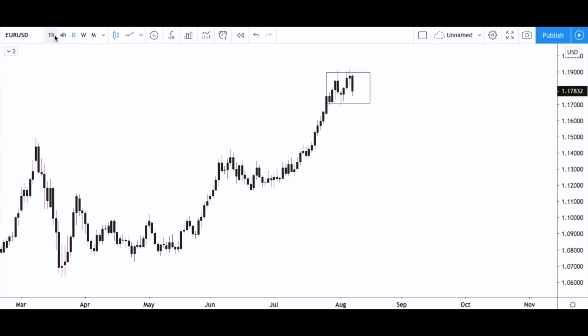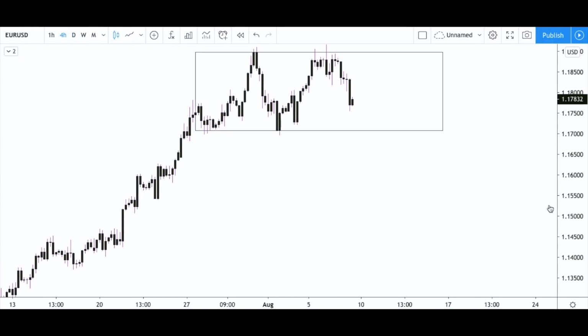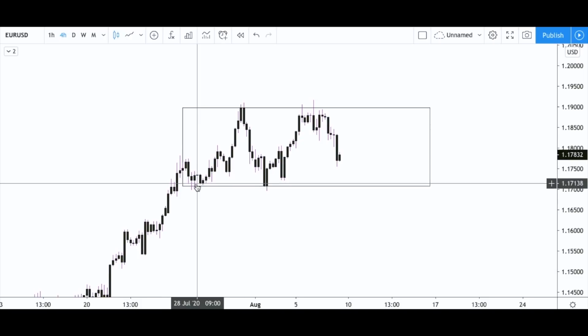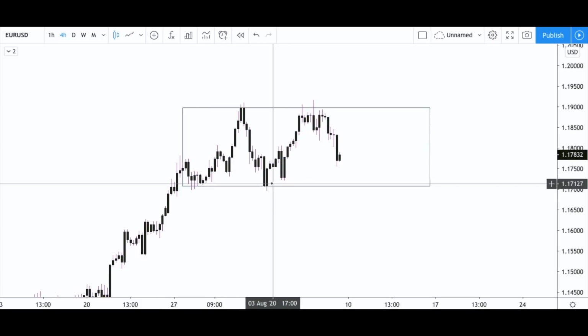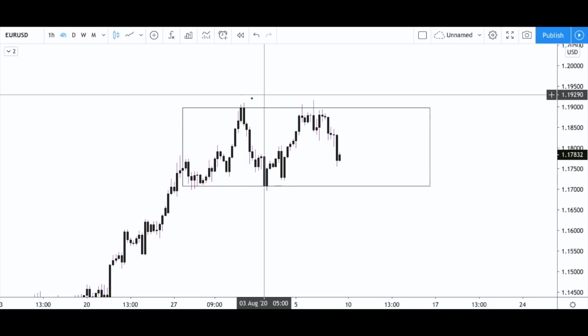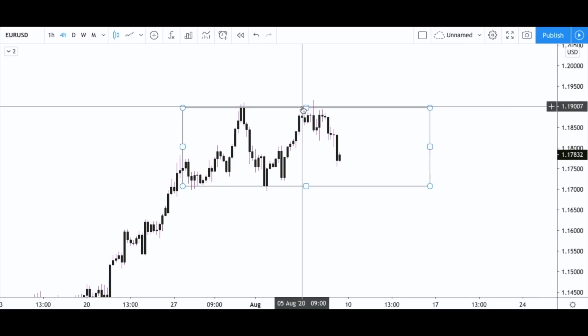so I just boxed off this area on the 4-hour time frame, and you can see we have a nice level of support at the bottom right here where we had some wick rejections and another rejection right here, and this level of resistance where we had a rejection and then some wick rejections here at the top. So we are consolidating right now.